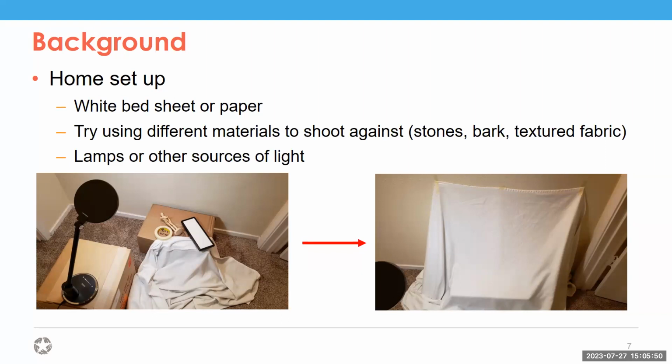If you don't want to use something more plain, you can shoot it up against like stones or bark or more textured fabric rather than this plain sheet. But this is just an example of like a home setup with a desk lamp and some cardboard boxes. There's also a light box there and a bed sheet.